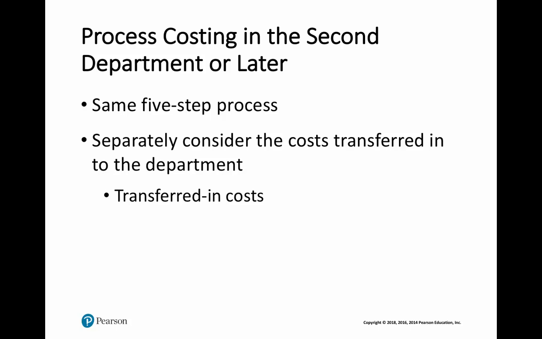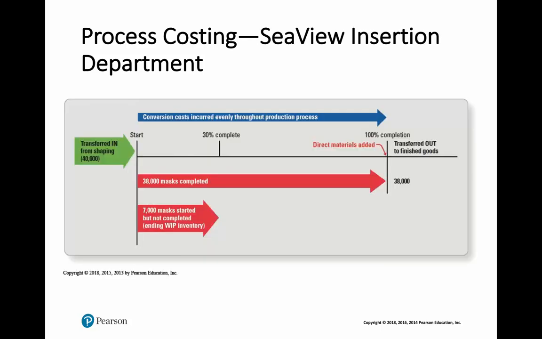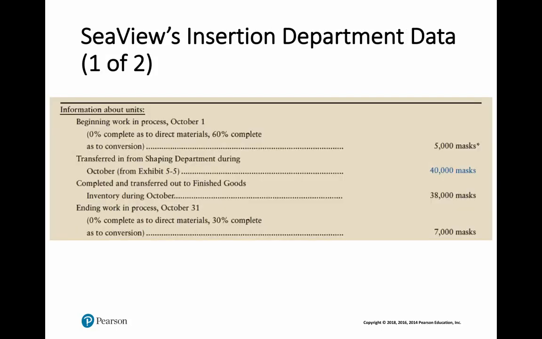So we use the same 5-step process. The only difference is the transferred in cost, so basically that snowball that came in from Department 1, or if it's Department 3 or Department 4, those costs that were transferred in, as we go through the 5-step process, we keep those isolated. All right, so that's the number one main difference.